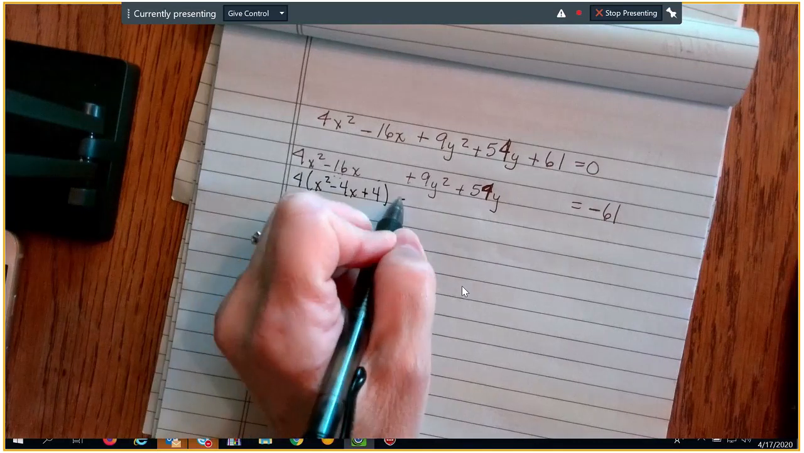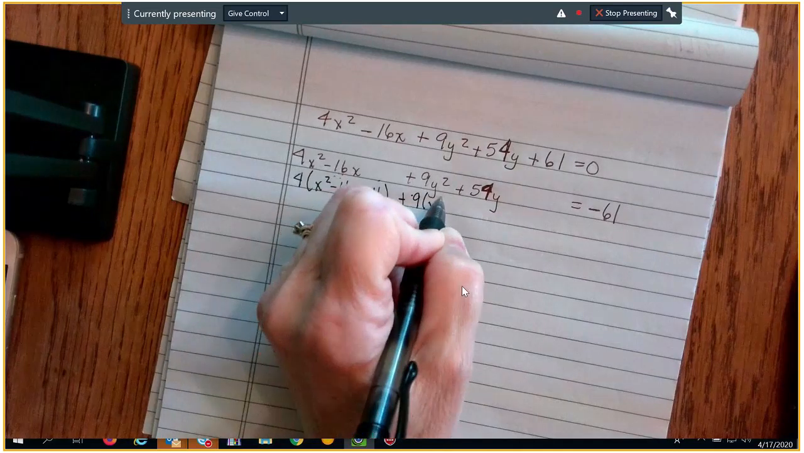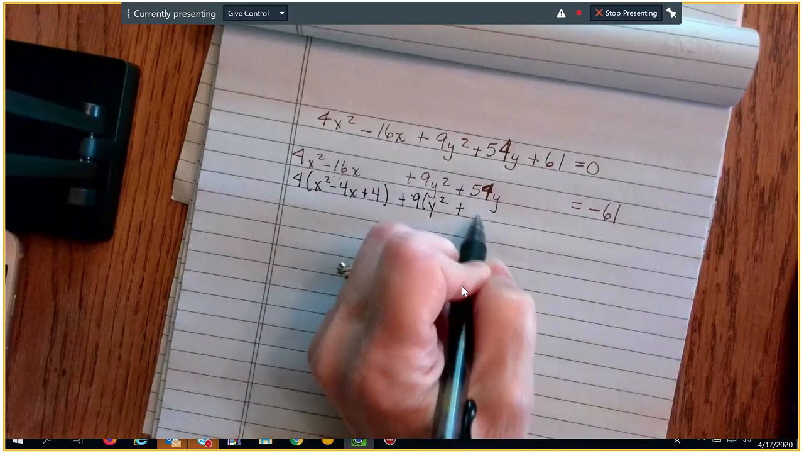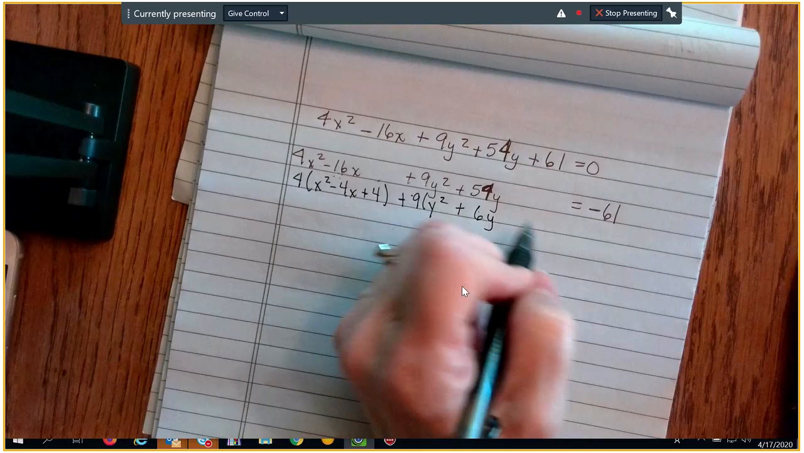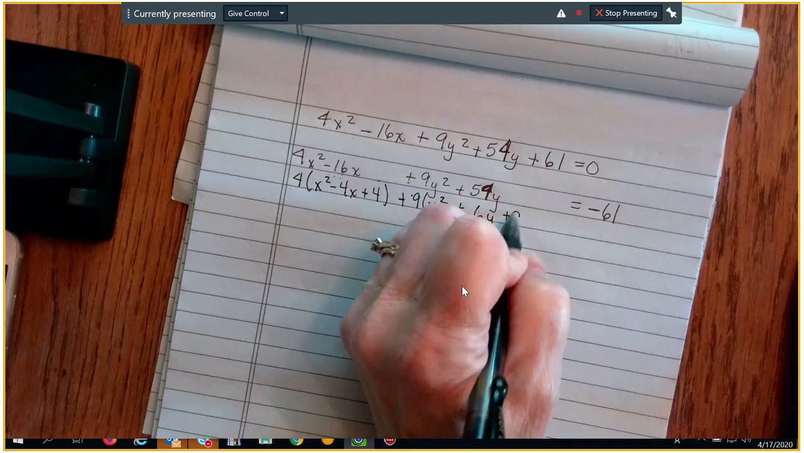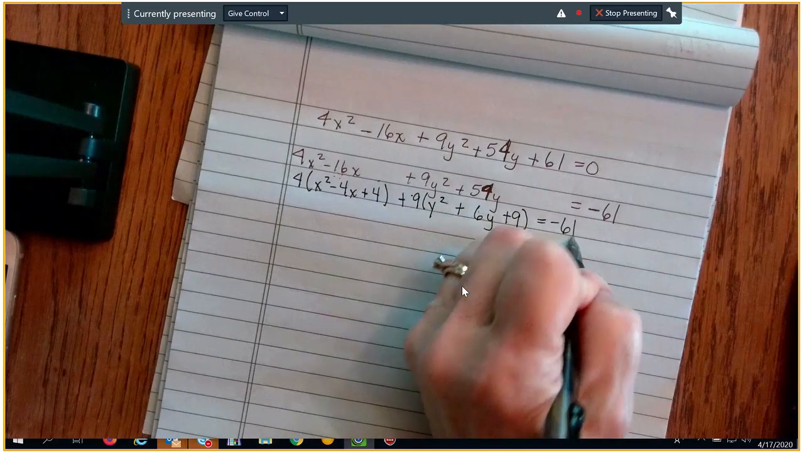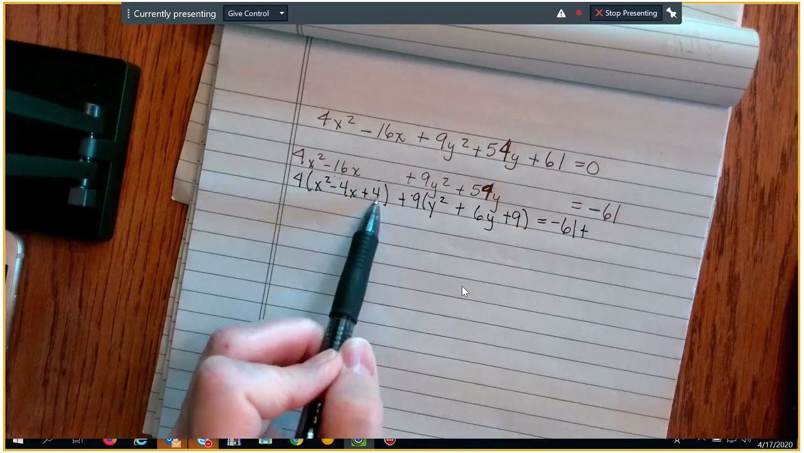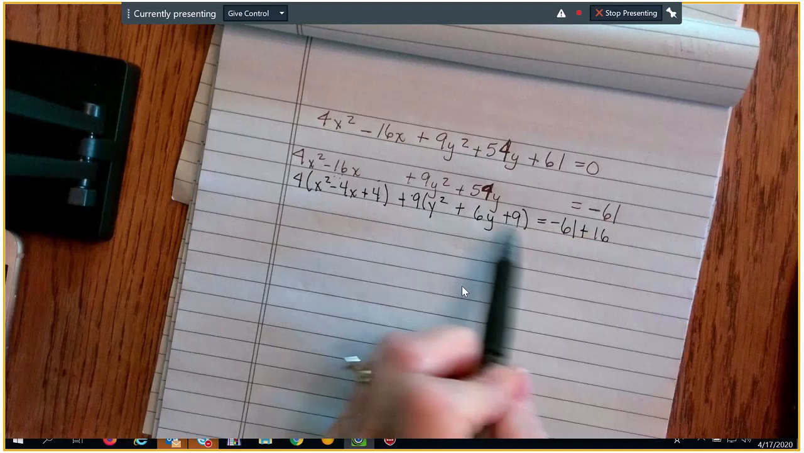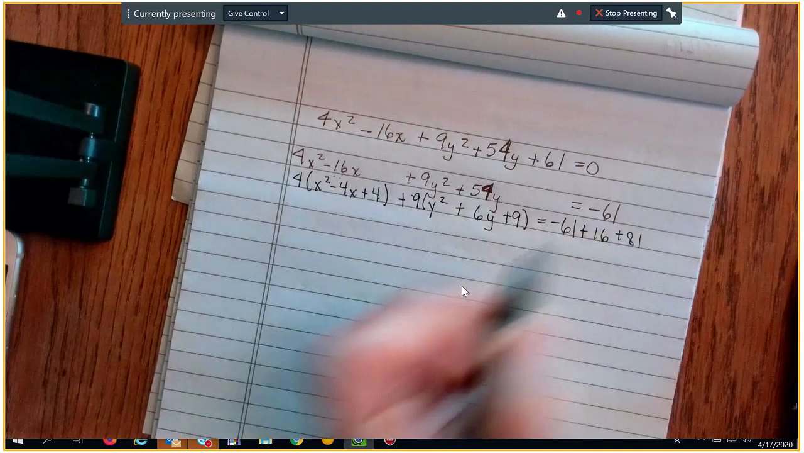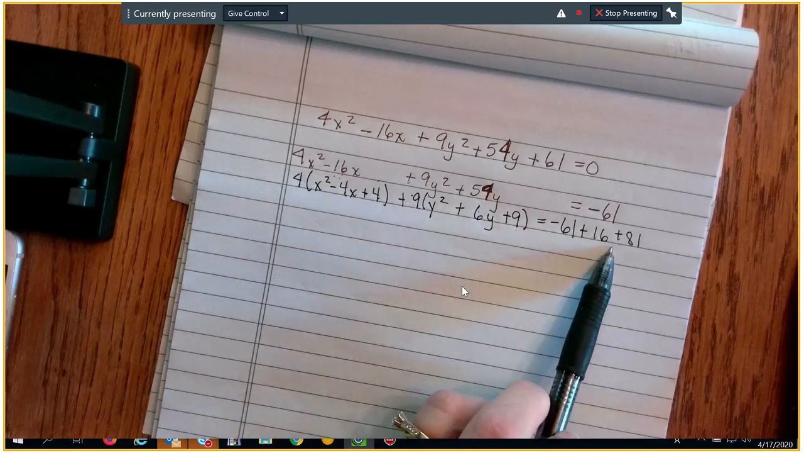And then if we factor out a 9 here, then we've got y squared plus 6y. And then half of 6 squared is going to be 9. And that's going to equal a negative 61. And then we're adding back this 4 times this 4, which is going to be 16, and the 9 times the 9, which is going to be 81. So instead of having these big numbers to deal with, we're actually taking them out first.